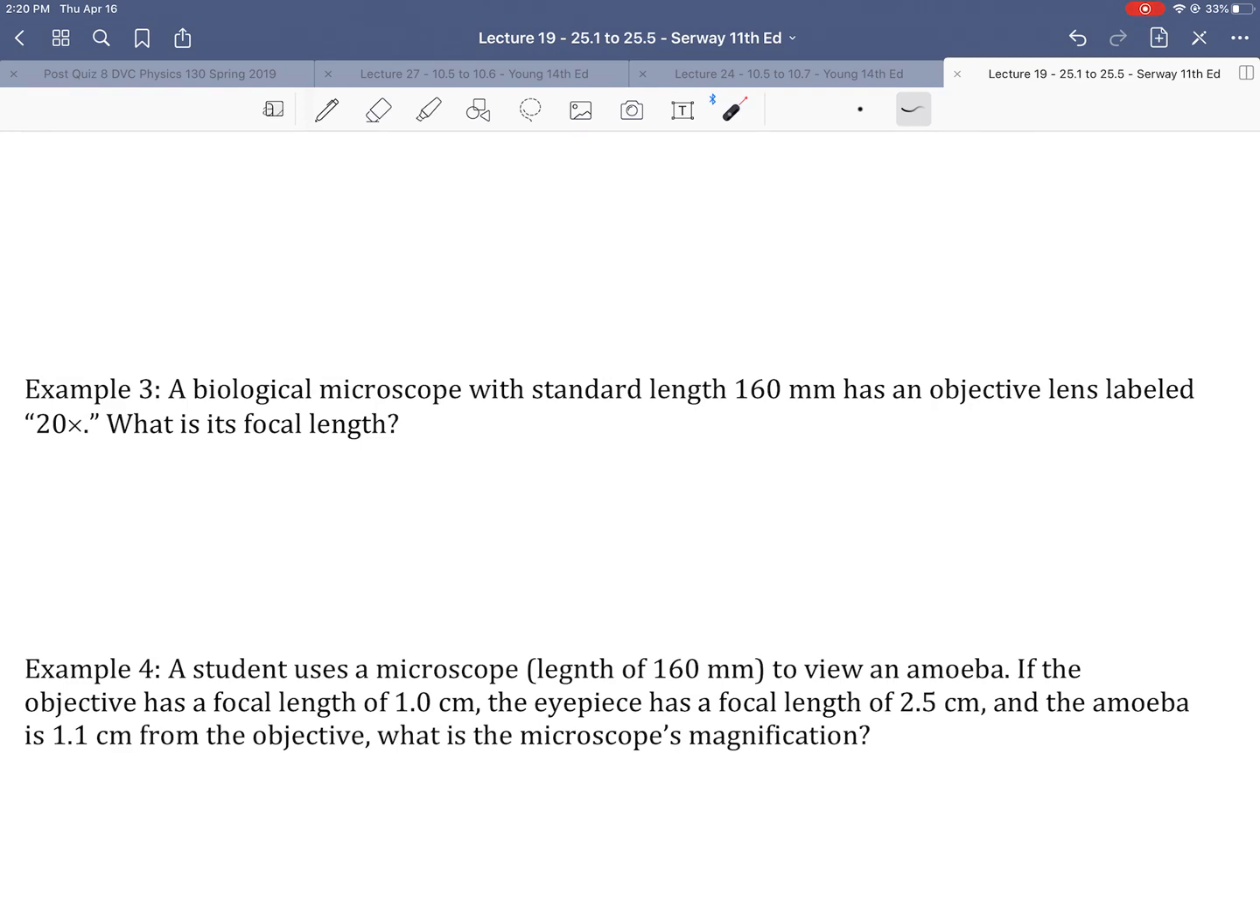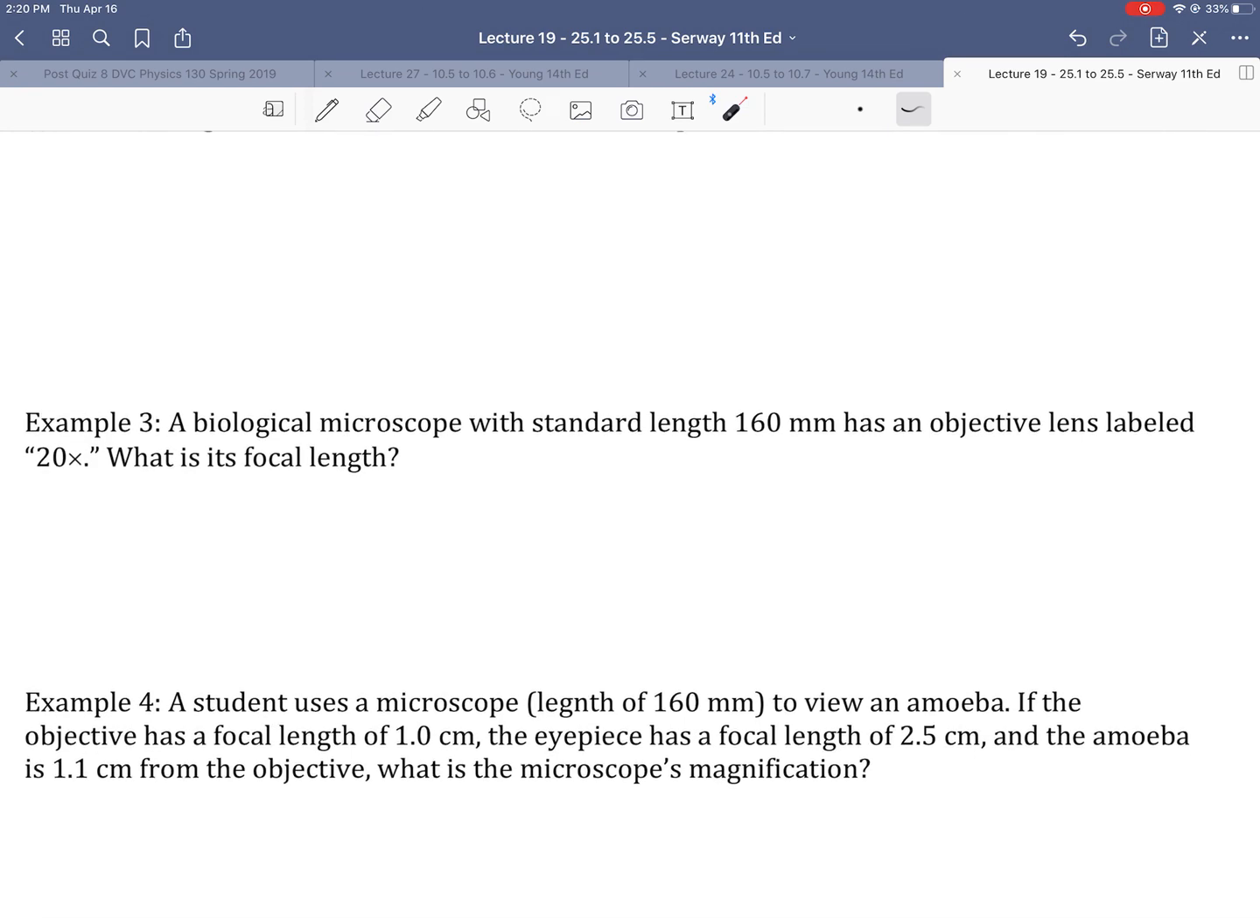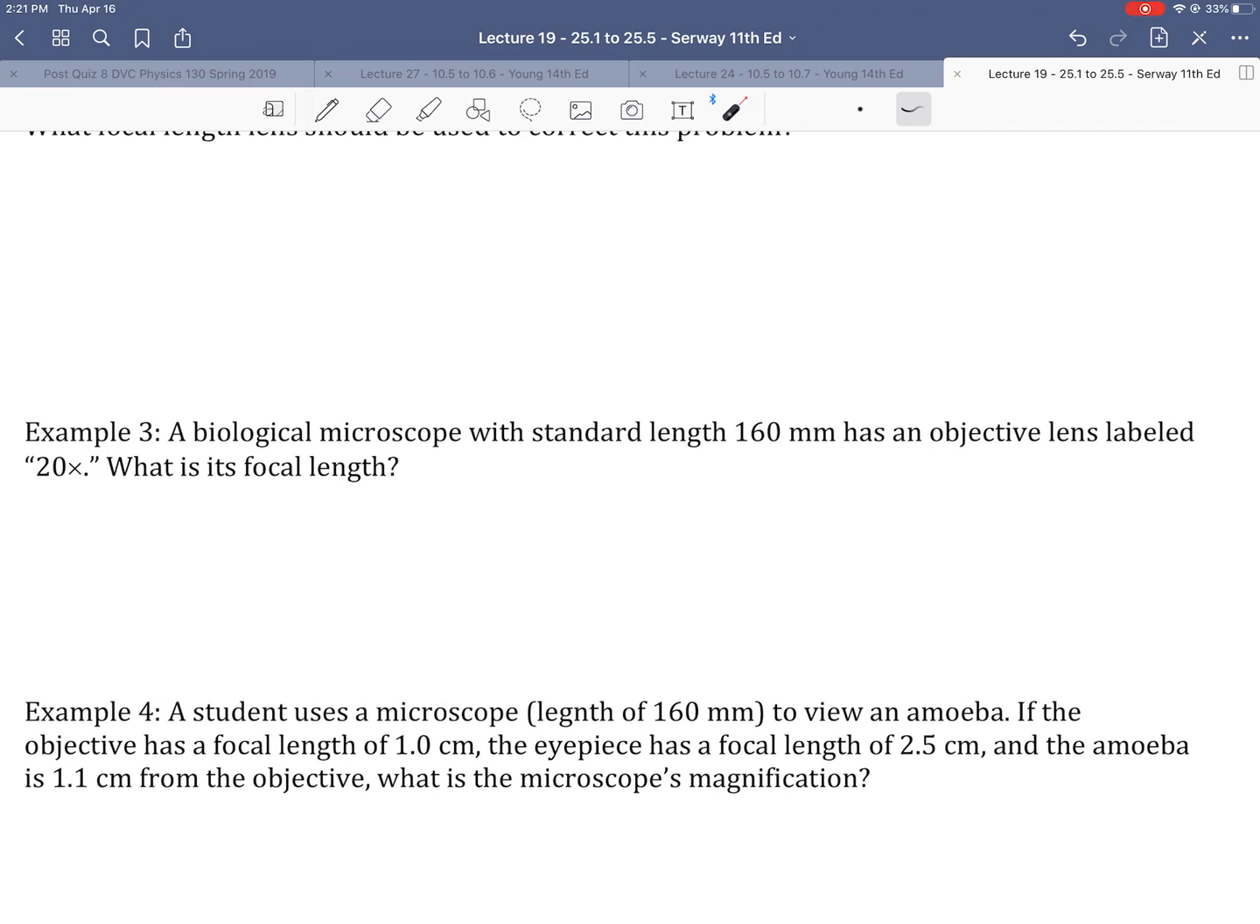Okay, so which one do we have here? 20x, yeah. So a biological microscope with a standard length of 160 millimeters has an objective lens labeled 20x. What is its focal length? Okay, so we're looking for the focal length of the objective. Okay, 20x means 20 times magnification.